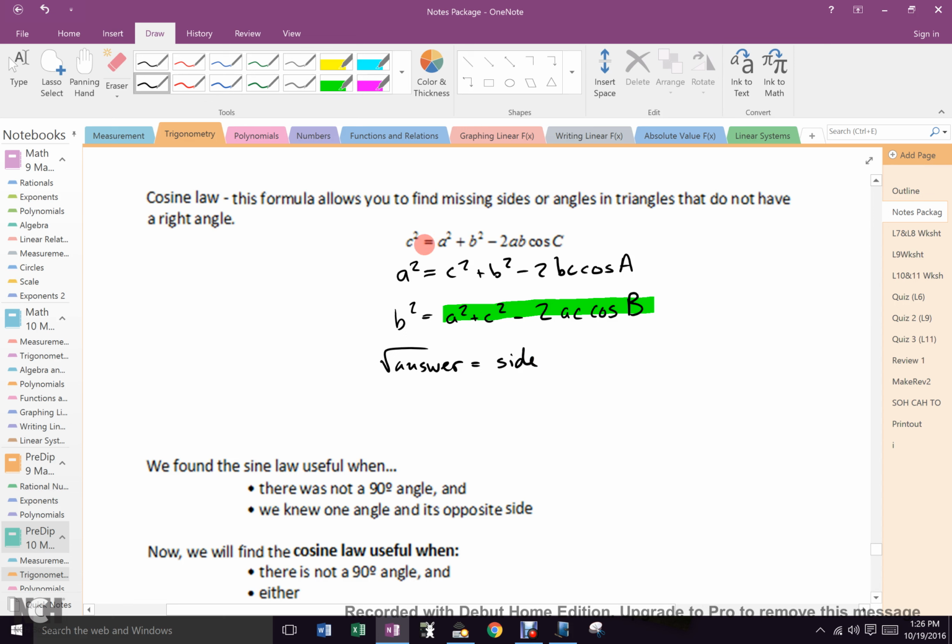Now, when the bell rang yesterday, I had just asked this question. This finds me a side, doesn't it? How can you use this to find an angle? What would you need to isolate to find an angle? Because this has a small letter C isolated. We know that's a side. What do I do to find an angle? What do I got to isolate?